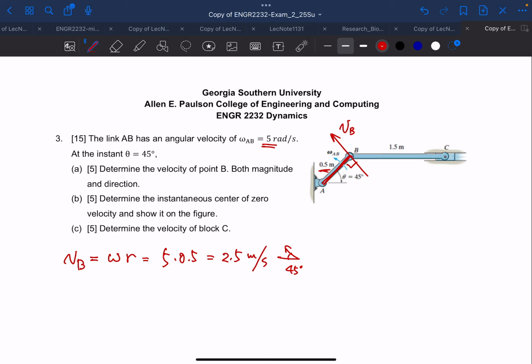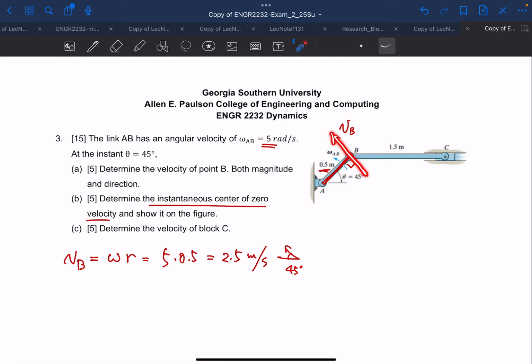And then the next question here was to determine the instantaneous center of zero velocity and show it on the figure. This one I was a little bit surprised because I thought this is almost like a free, easy problem to solve, but more than just a few of you guys didn't do it correctly, or even not show this thing on the figure.